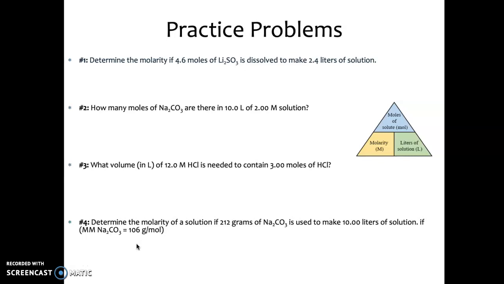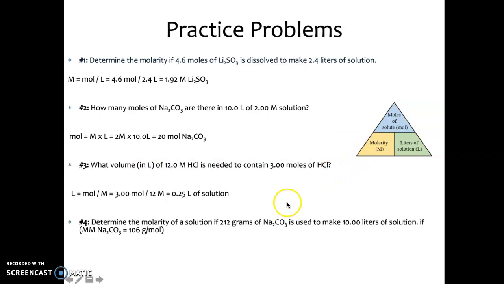Molarity is 4.6 moles, 2.4 liters. Moles divided by liters is going to give me 1.92 molar. Next one is moles. Cover up moles. It's molarity times liters, so I multiply them to get 20 moles. Next is volume in liters, so I cover that up as moles divided by molarity. So 3 divided by 12 is going to be 0.25.